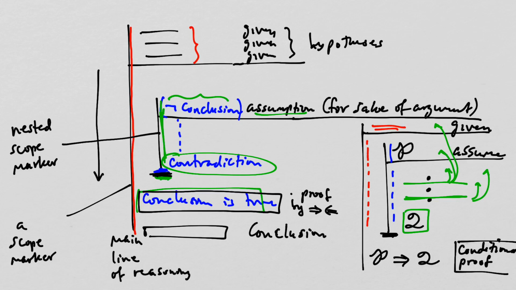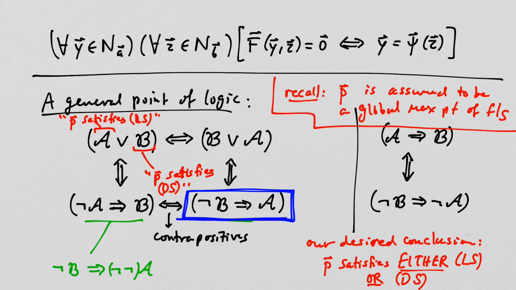Okay, that's the technique. So coming back to our case, remember that the statement A for us signifies that P satisfies the Lagrange system. That's what this is.